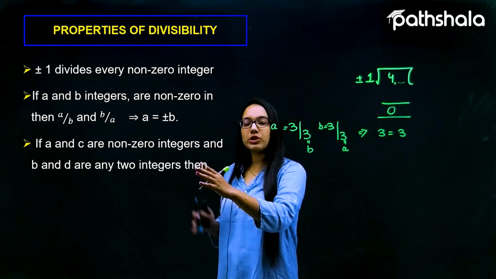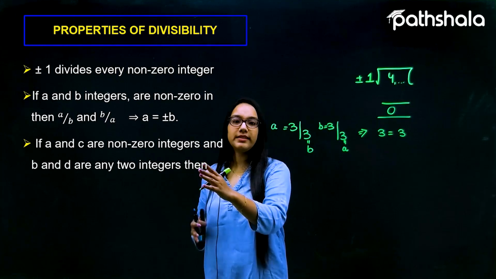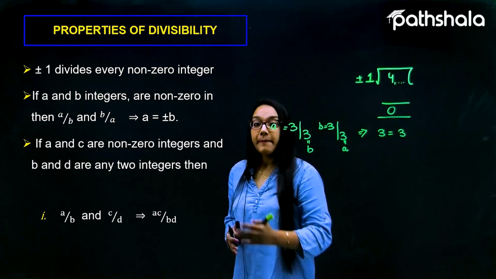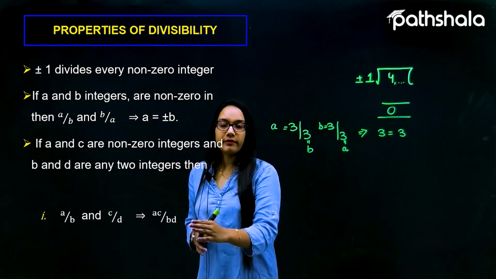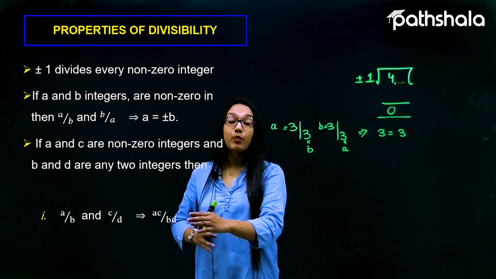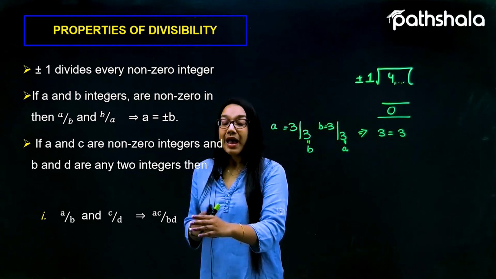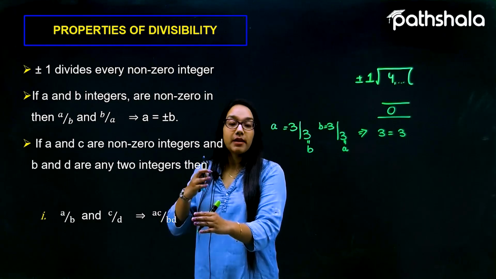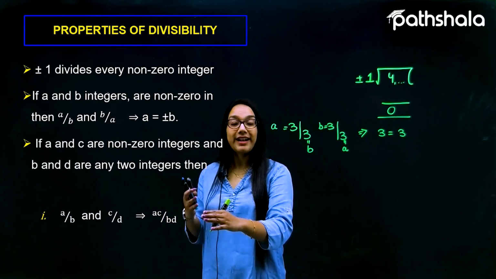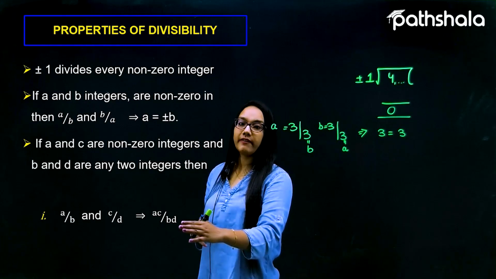Let us suppose A and C are non-zero integers and B and D are any two integers. Then the first part is: whenever A divides B and C divides D, it implies that their product AC should definitely divide BD.